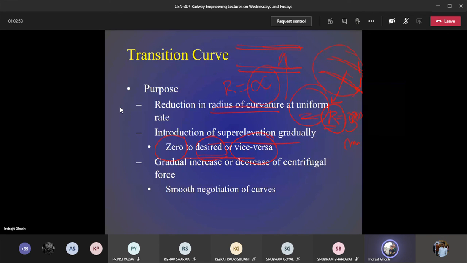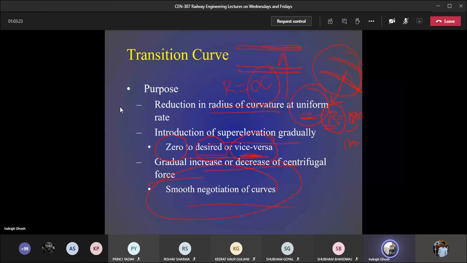So the straight portion of the track is followed by the horizontal curve. Initially there will be super elevation, later there will not be any super elevation. So there should be a gradual change in super elevation. That's why there is a term called vice versa. Gradual increase and decrease of the centrifugal force so that the train can negotiate the curve very smoothly. There is no problem with the track or the passenger.